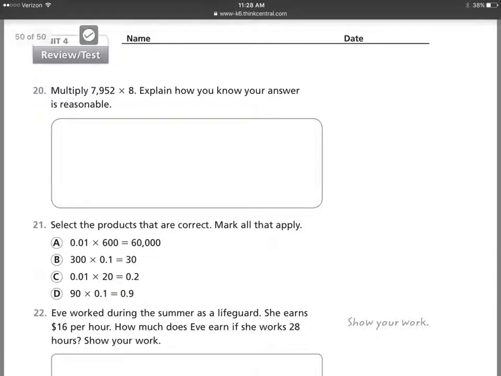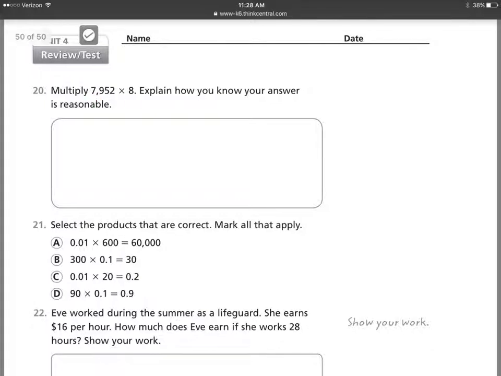Number 20 is a multiplication problem, single digit. You'll need to do that problem and put the answer in the box provided. And the second part says explain how you know your answer is reasonable. Reasonable is one of those words that should automatically trigger the word estimate, because if you're going to see if something's reasonable, you're generally just estimating these numbers to see if your answer is close to that. So if you rounded this up from 7,952, you'd round it up to 8,000, and this you could stay the same because it's single digit.